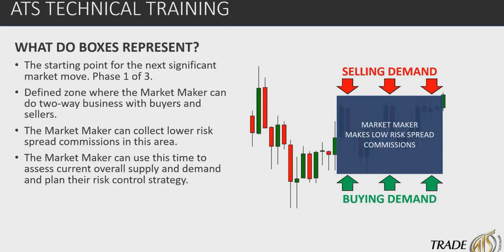Now, I want to make a point right now. When I talk about them planning their risk control strategy, this could mean that when we go into that expansion phase, depending on what the market maker's needs are and how they need to adjust their portfolio, that can be the cause of the market whipping back and forth across the box, or immediately going into phase 3, which is the trend phase. This is defined by what the market maker needs to do based on what happened in that box, where the box was formed, and the circumstances under which the box was formed.